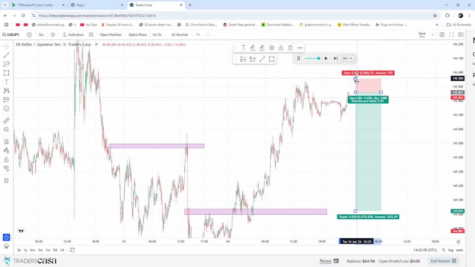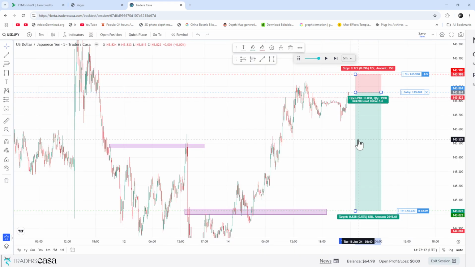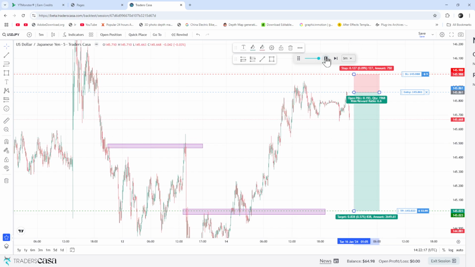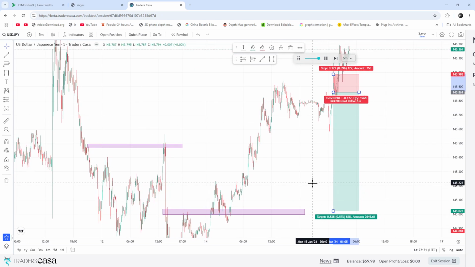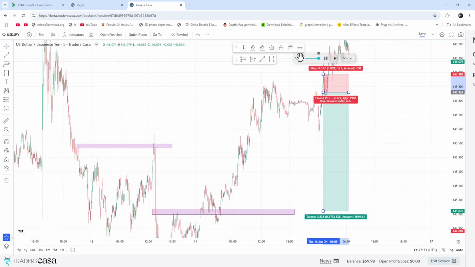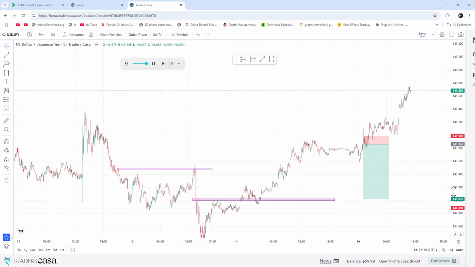So let me see how this will play out. $5, and let me do this, and let me see what will happen to this market. Whoa, it's still in an uptrend, as you can see. So we are currently up, but this is not so good.